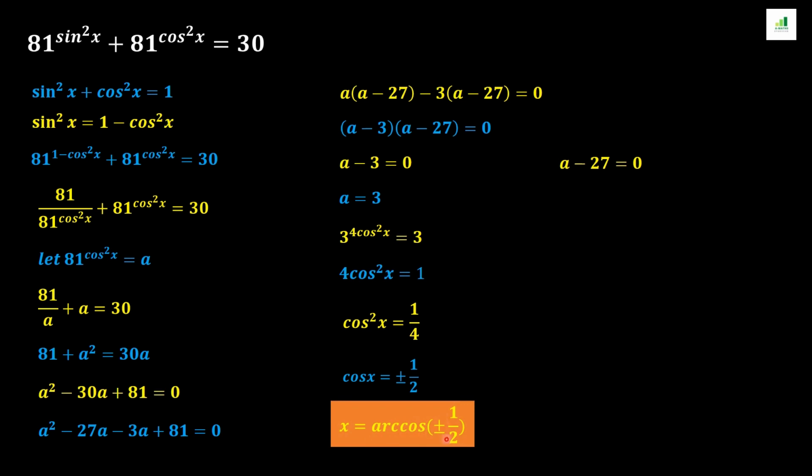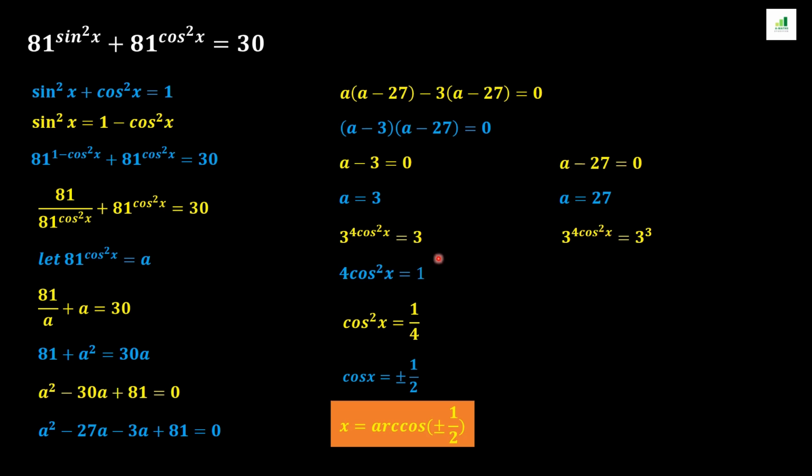So here this is the first value for x, which is x is equal to arc cos of plus minus 1 over 2. Now we should solve this expression, which is a minus 27. So this minus 27 will move to the other side of the equation and convert into a is equal to 27. Now this a can be written as 3 to power 4 cos square x.